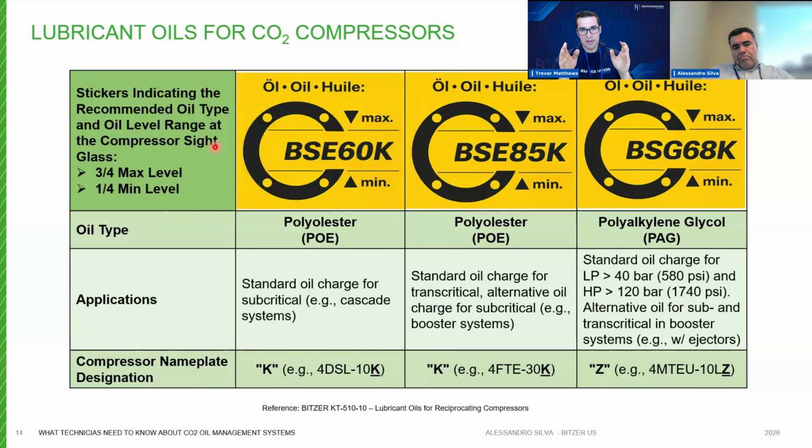Okay, I have a question right now because I know this is happening out there. What could happen if I mix BSE 85K and, say, BSG, or BSE 60K, half and half? What could the issues cause? Because I know this is happening out there. Tell me a little bit what could happen to the compressors if you do that.